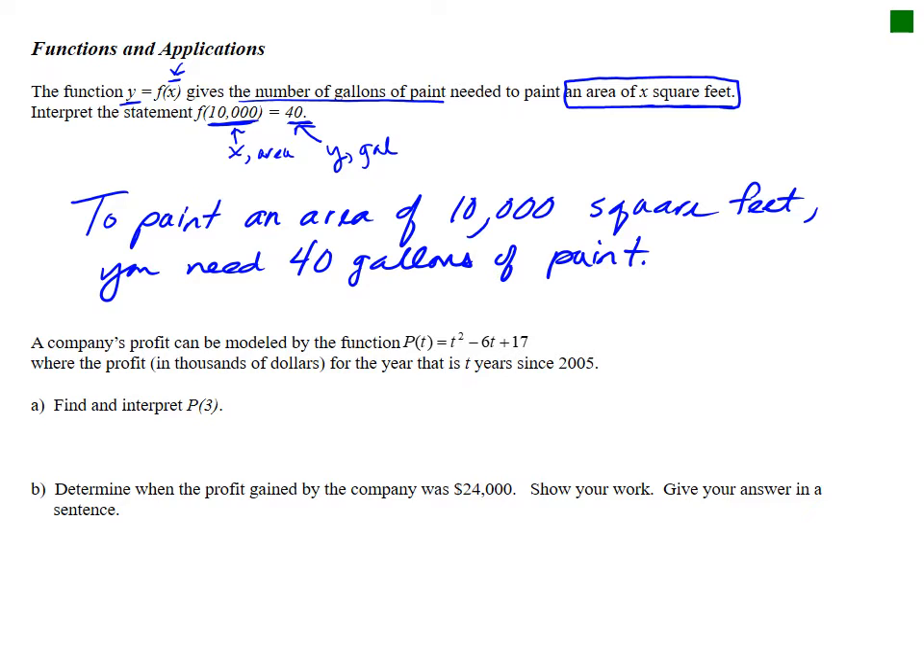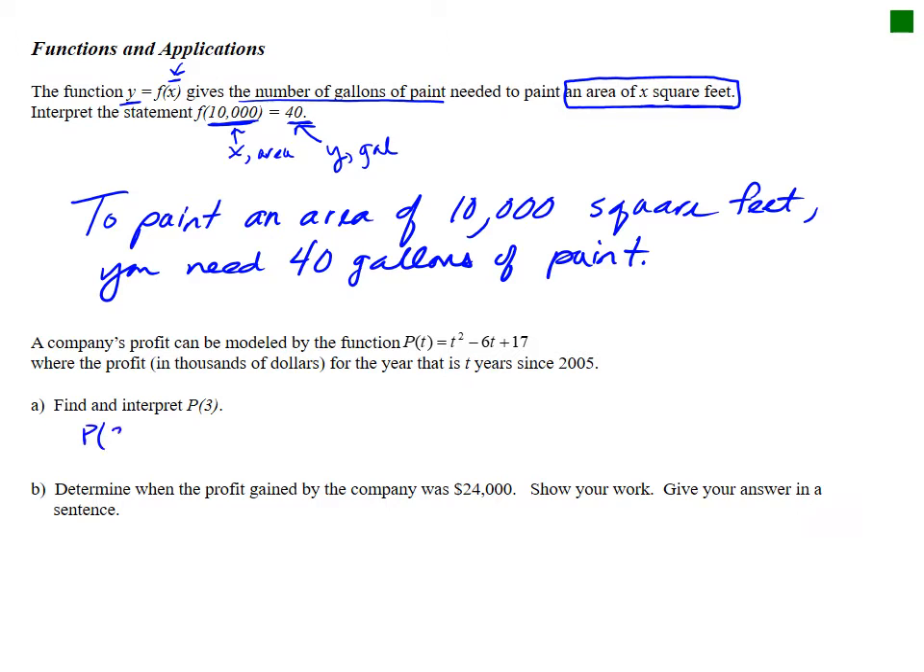In our next example, we actually have an equation to go with the description of our function. A company's profit can be modeled by the function P of t equals t squared minus 6t plus 17, where the profit in thousands of dollars for the year that is t years since 2005. Let's find and interpret P of 3 first.